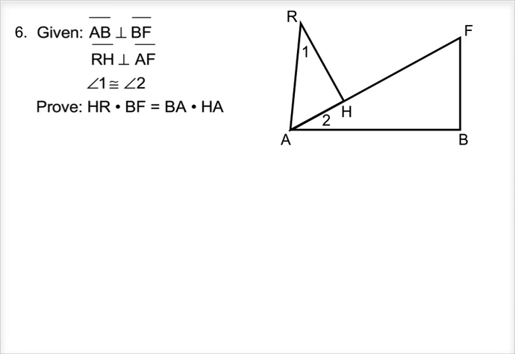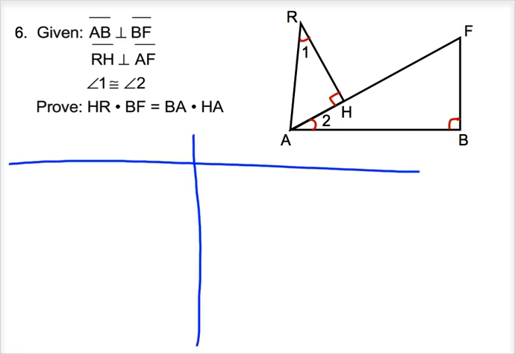Given that segment AB is perpendicular to BF, I'm going to start to write this in. So AB is perpendicular to BF. RH is perpendicular to AF. Angle 1 is congruent to angle 2. They want me to prove that HR times BF equals BA times HA. Right. So let's write down our statements and reasons and then get an idea of what's actually happening.